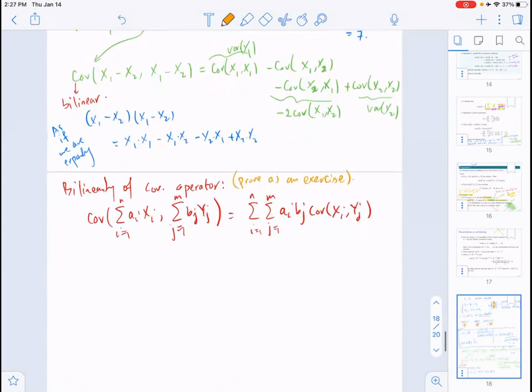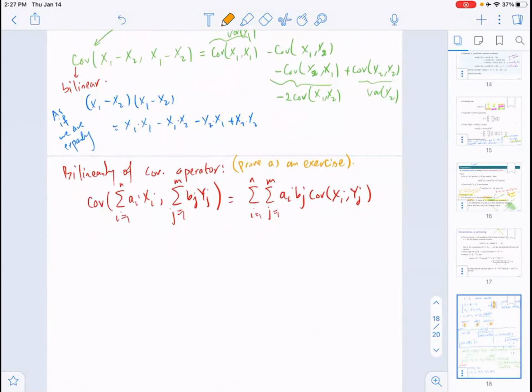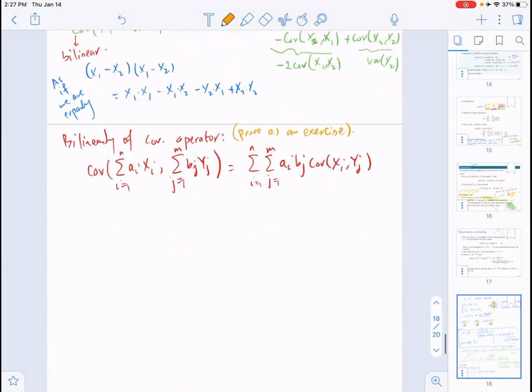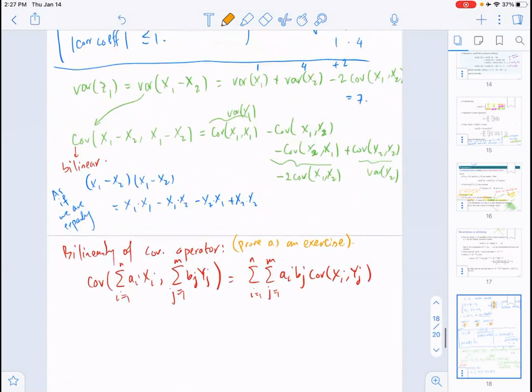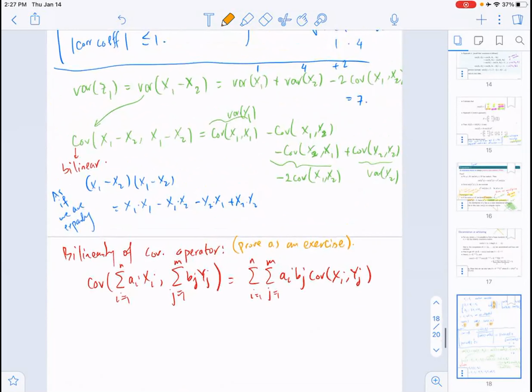So you could think of random variables as vectors in some space, and then define angles between them by taking the covariances. But that's an advanced topic. In any case, this is a very important property. Any other question about bilinearity here?